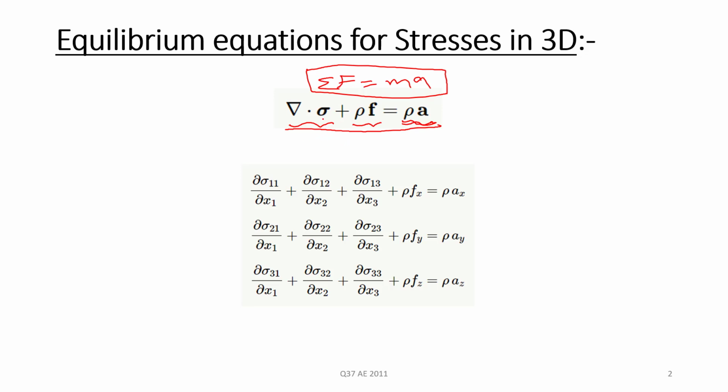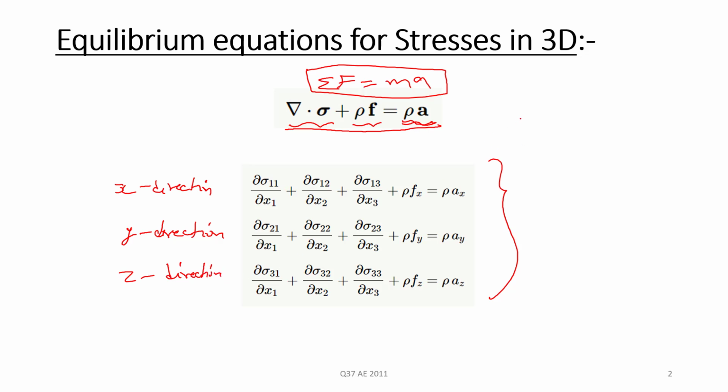We can write this as three equations: dou sigma 11 upon dou x1 plus dou sigma 12 upon dou x2 plus dou sigma 13 upon dou x3 plus rho fx equal to rho ax. This is for the x direction, this is for the y direction, and this is for the z direction.